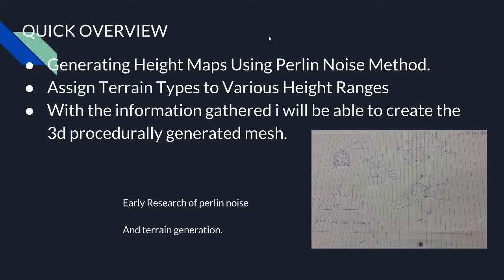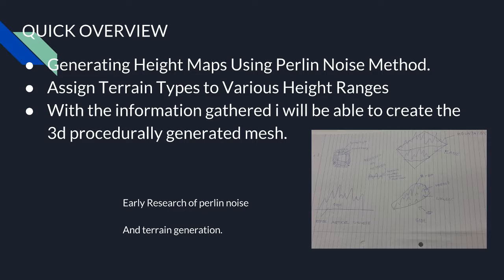Just a general overview of my research project, which is creating a procedurally generated terrain using the Perlin noise method. I'll be generating height maps, in this case the mountain heights, using this method. There are other methods, but I find this to be the more interesting, and it produces a better sense of realism compared to the other methods that I've researched.